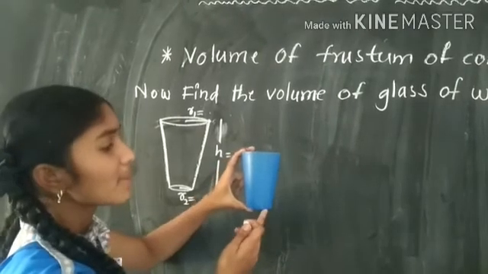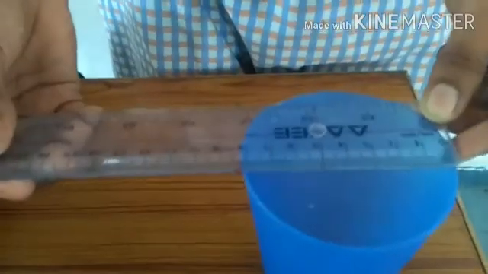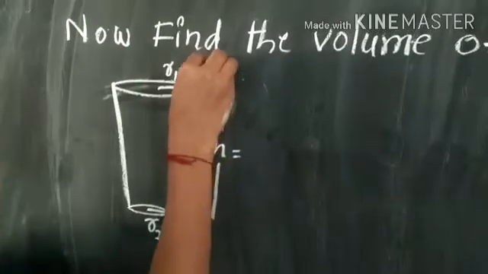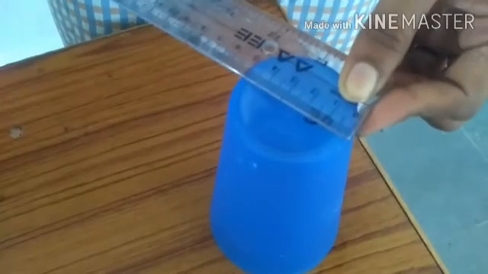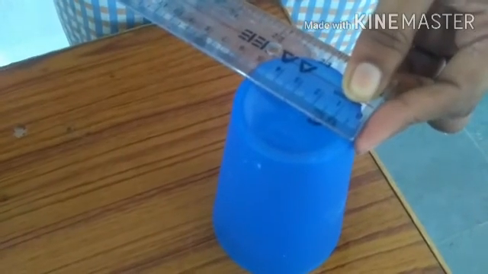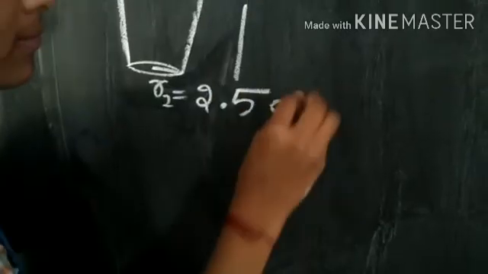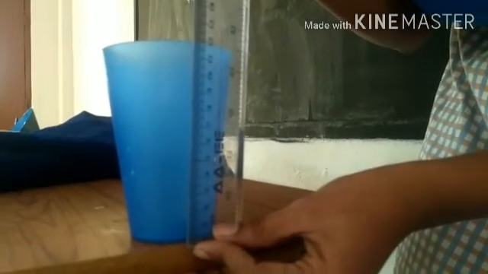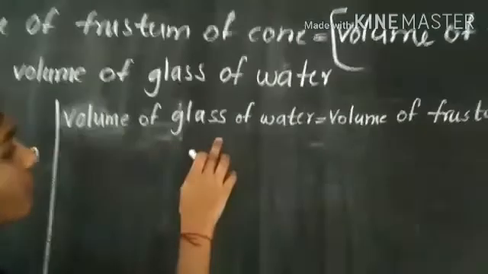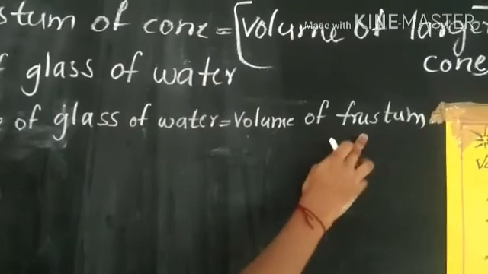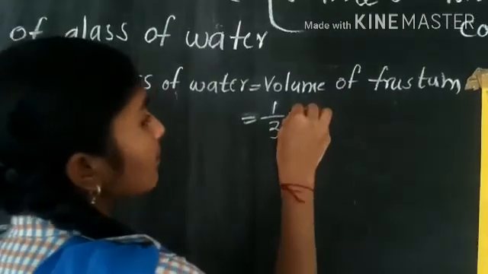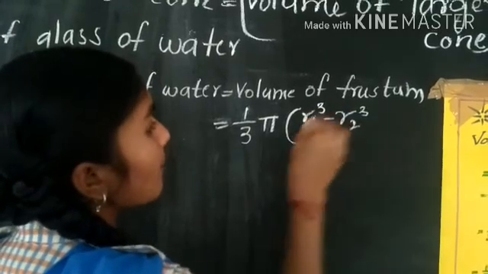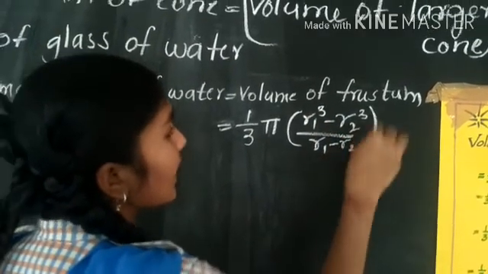Now take the measurements of this glass. The top face diameter is 8 centimeters, radius is 4 centimeters. Base diameter is 5 centimeters, radius is 2.5 centimeters. Now measuring the height, height is 11.7 centimeters. Now volume of the glass of water is equal to volume of frustum, 1 by 3 pi into (R1 cube minus R2 cube) by (R1 minus R2) into H.